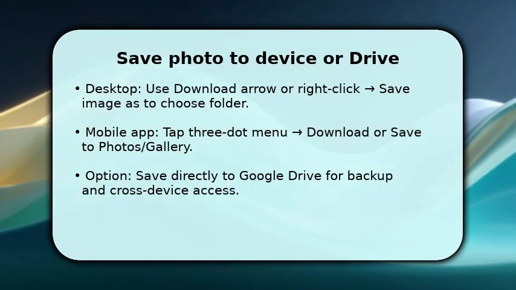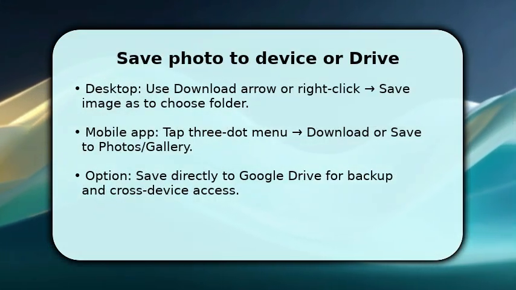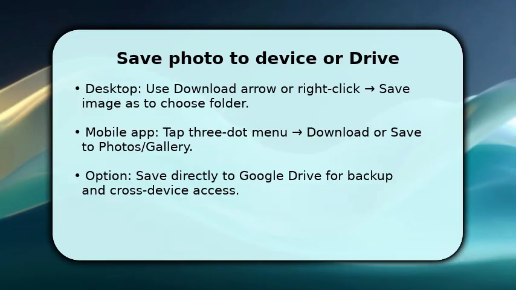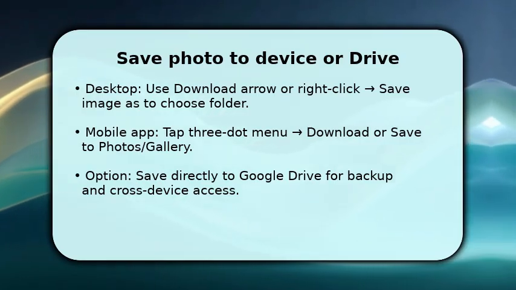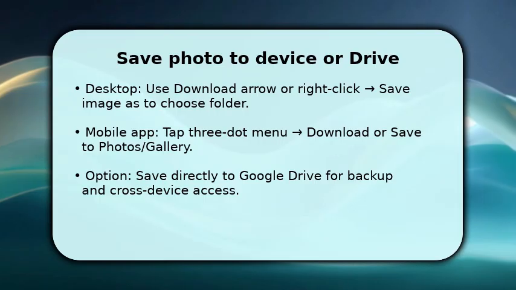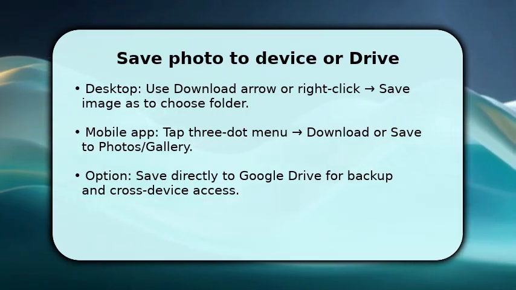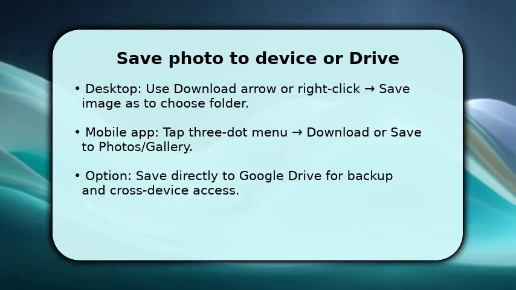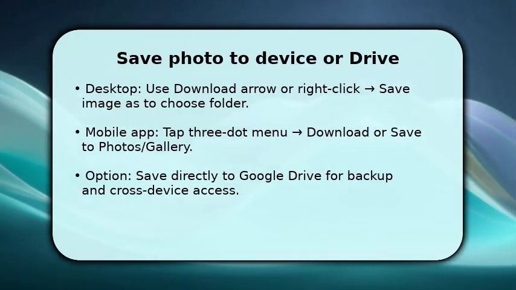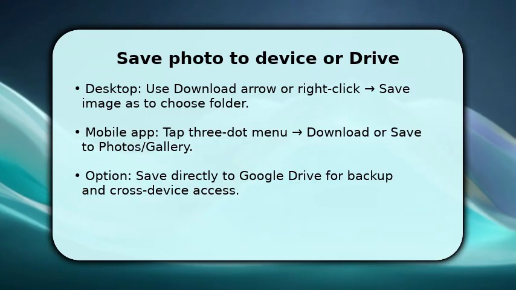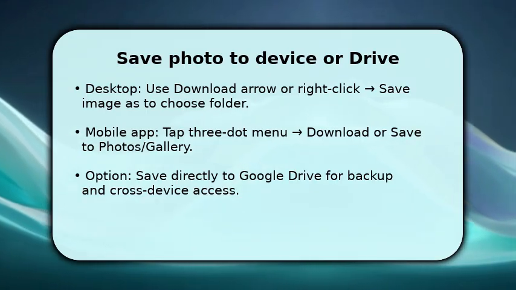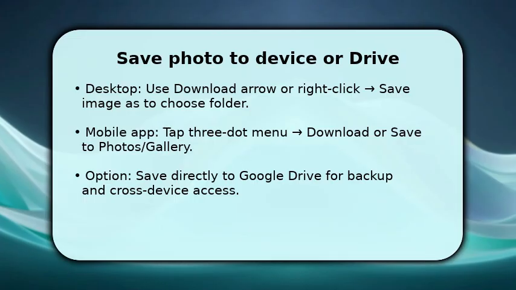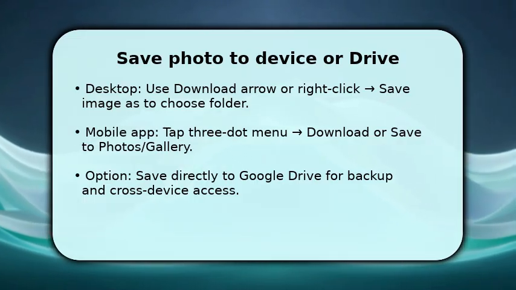Now save the image where you want it and understand why each option matters. On desktop, click the download arrow or right-click and select Save Image as to pick a folder. That gives you a local copy. On mobile, use the three-dot menu in the Message or Image viewer and choose Download or Save to Photos so it appears in your gallery. Alternatively, save straight to Google Drive to preserve a cloud backup and keep it synced across devices.